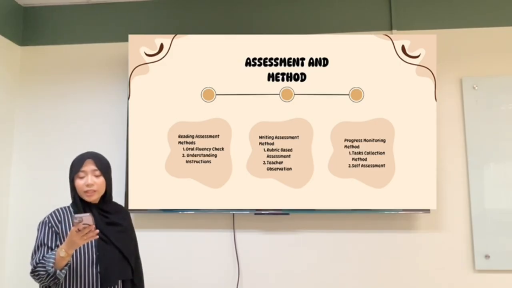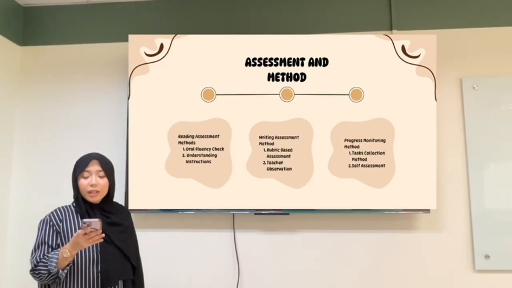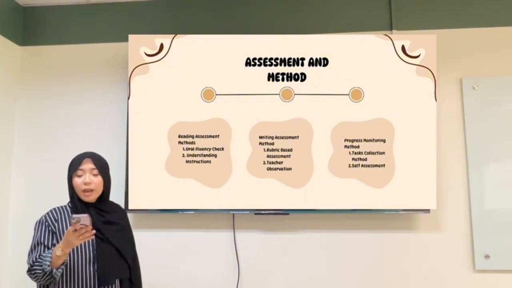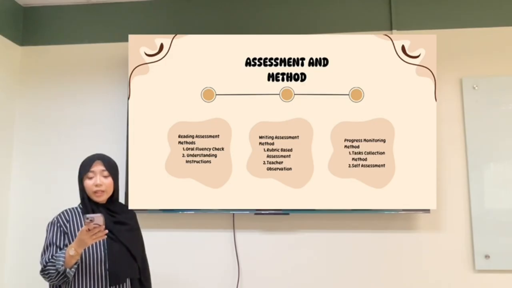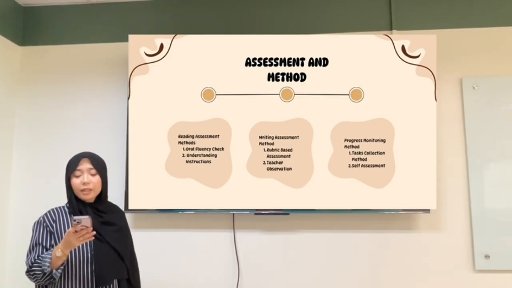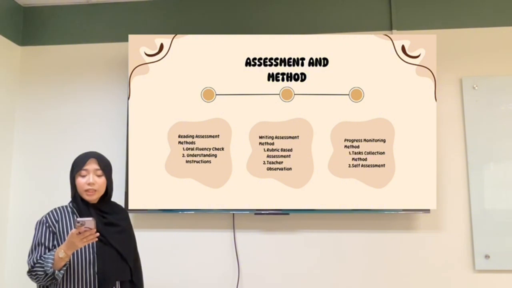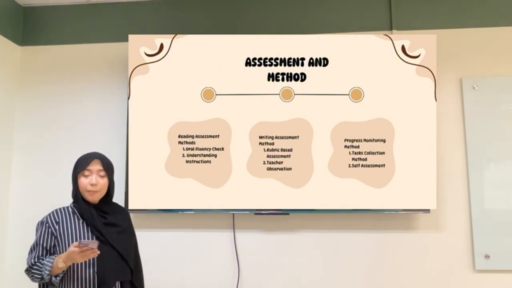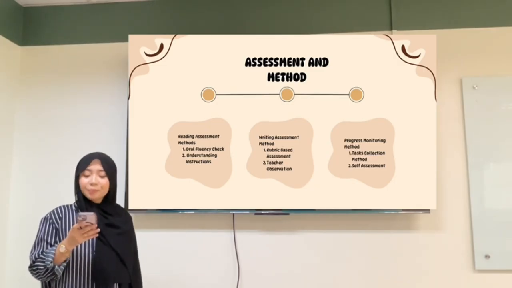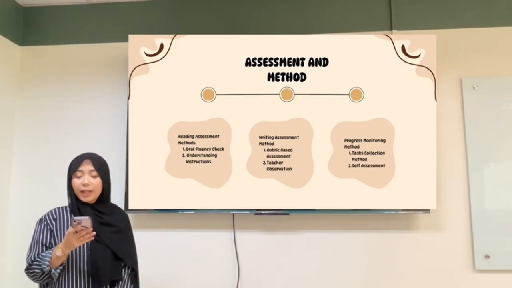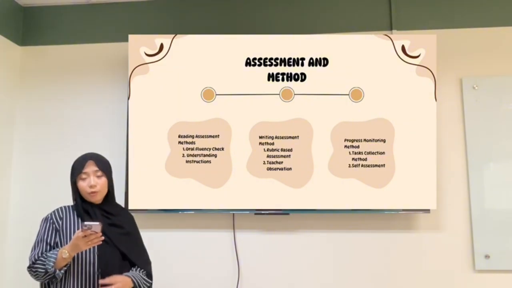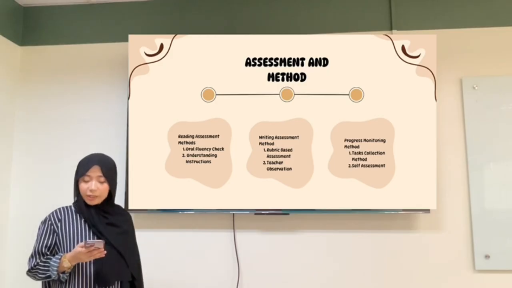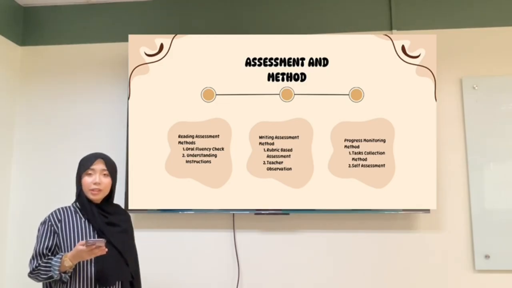So the second one is teacher observation methods. This is an effective assessment method where teachers can observe the students and provide individual feedback during or after the writing task. This method allows the teachers to assess students' writing skills, behavior, effort, and their participation in real time. This could also give personal guidance and support the student's progress. This method is suitable especially for primary school students because it provides immediate and personalized feedback.